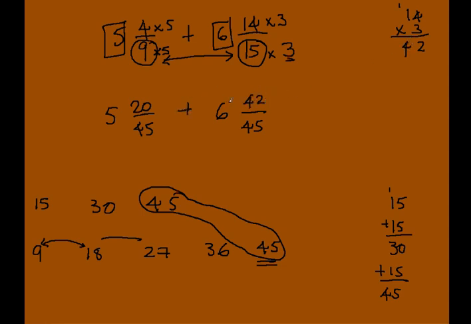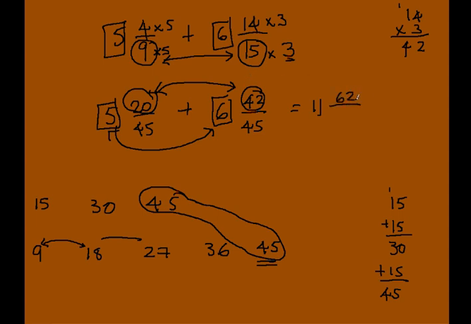Then we're adding. Again, how do we add? Whole numbers in front with whole numbers in front. So that means 5 plus 6, which gives me 11. And then top number with top number. So 20 plus 42, which gives me 62. And the bottom number, again, remember, we do not change it. It stays the same.